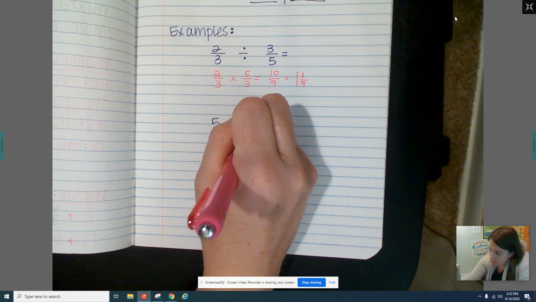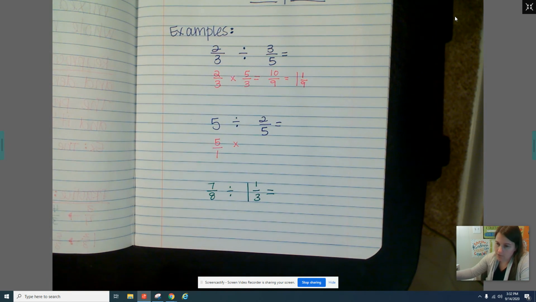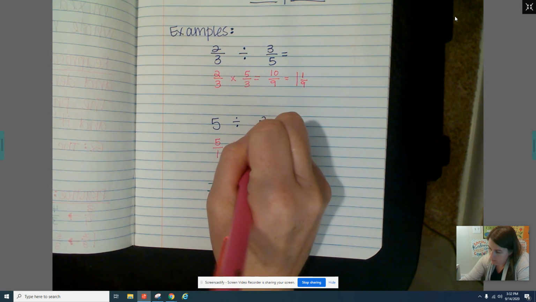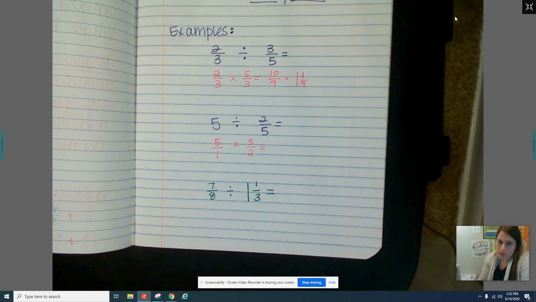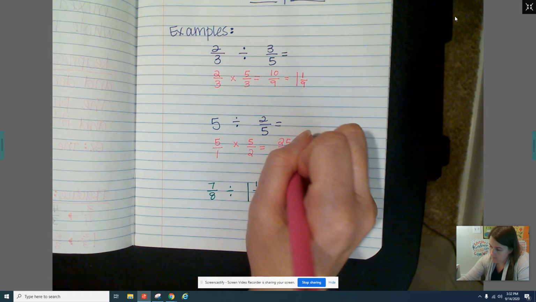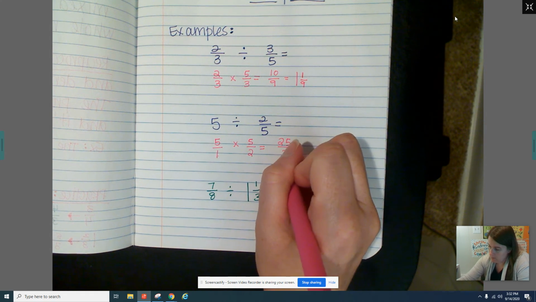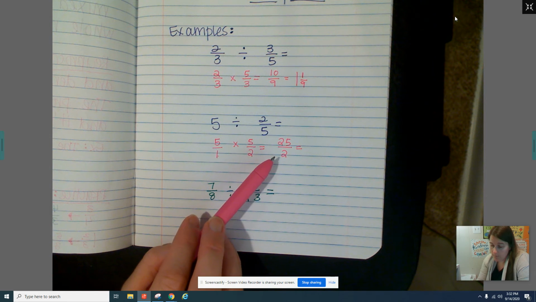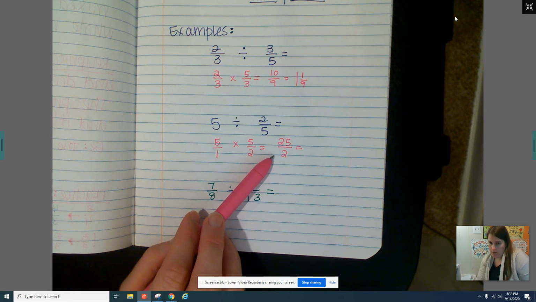Change the symbol to multiplication, and then do the reciprocal of the divisor. So 2/5 would become 5/2. And then you just multiply straight across. 5 times 5 is 25. 1 times 2 is 2. Now, I'd love to see that converted back to a mixed number, okay?